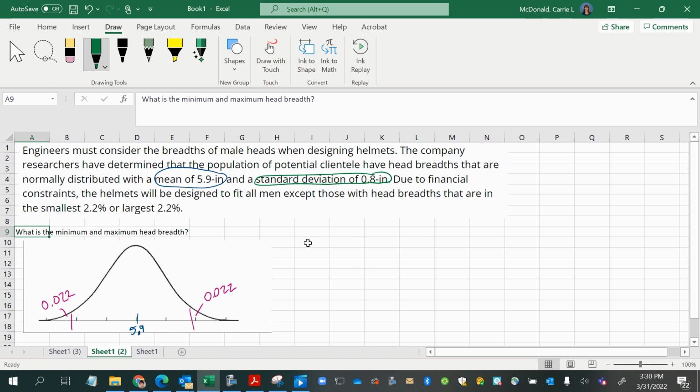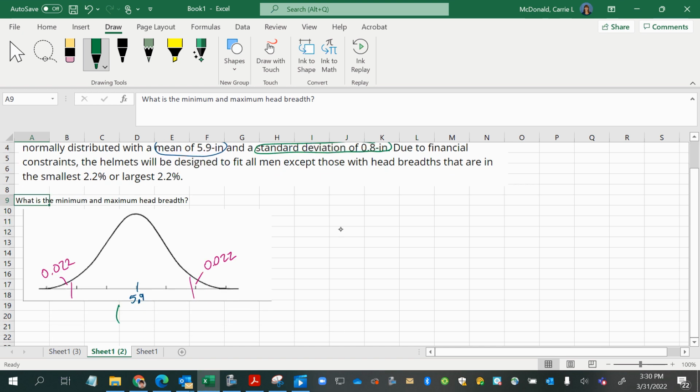So I have already marked on my normal curve, and I knew to use a normal curve because it told us that these were normally distributed head breadths. And they also gave us the mean, so I have that marked here, 5.9, and the standard deviation of 0.8 is important for us to note.